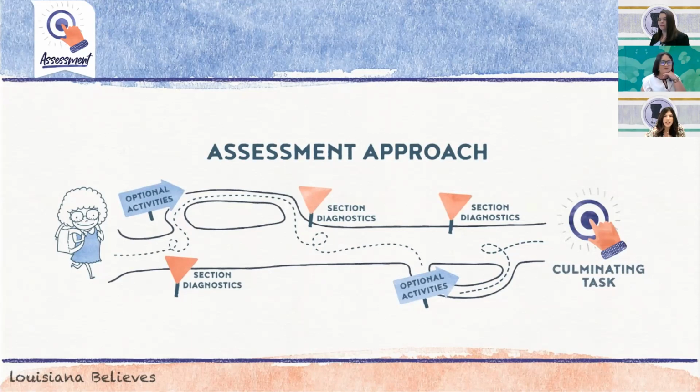So you'll see here that the assessment path for each unit can look different from classroom to classroom, just like when you notice those optional activities. With the built-in optional activities, teachers are able to choose which optional activities would best benefit their students. Every unit includes lesson look-fors for monitoring student progress, section diagnostics to assess student growth throughout the unit, and at the end, a culminating task to evaluate the overall understanding of the unit.